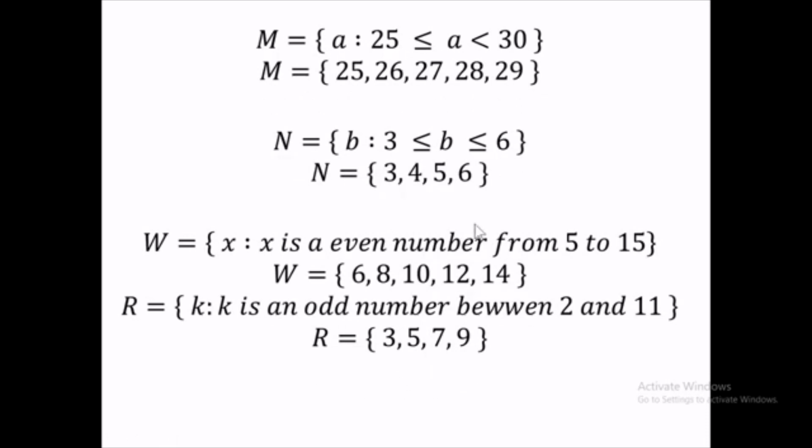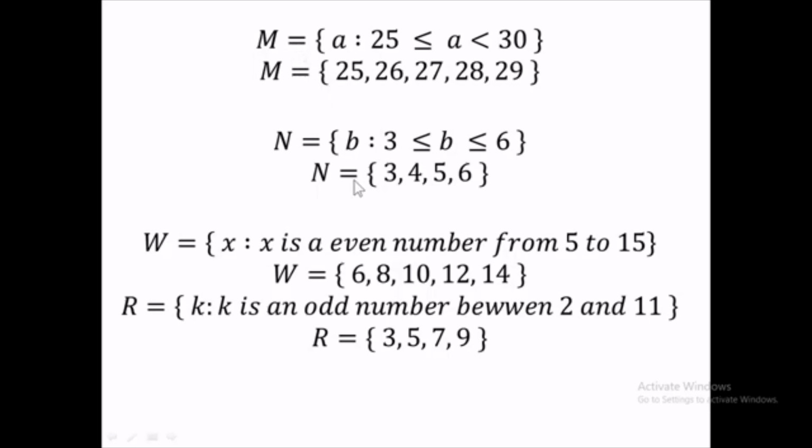If you look at another set, set M, having A elements in it, where 25 is less than or equal to A, that means A is greater than or equal to 25. In this case, 25 is part of the elements in set M. So I have 25, 26, 27, 28, 29. But those elements are less than 30, so 30 is not part of it. That means the highest number there is 29. I have 25 to 29 as the elements in set M.